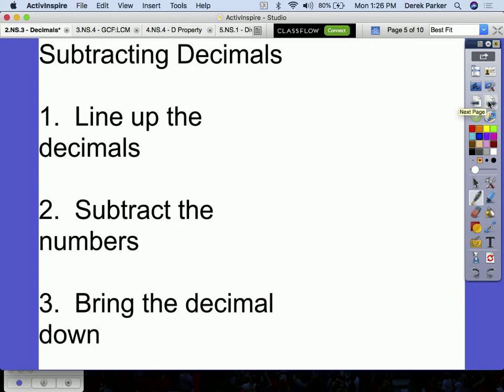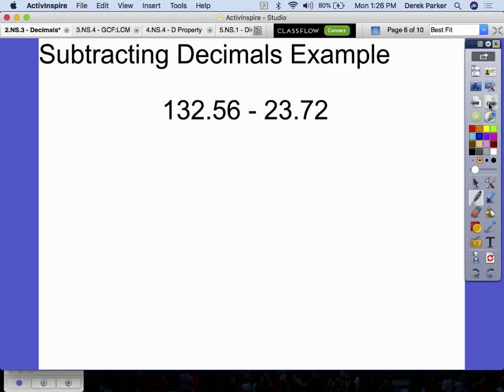Subtracting decimals. Same rules apply. First step, line up the decimals. Second step, subtract the numbers. Third step, bring the decimal down. First step, line up the decimals.